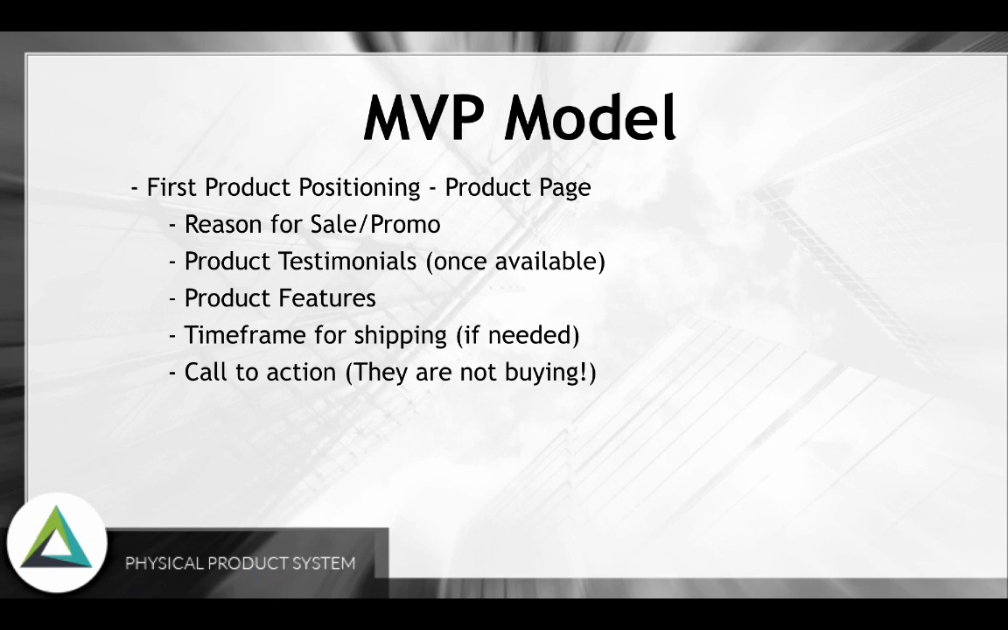So a good product page for that would be something like this. So again, you hit the page and the first thing it says is reason for the sale or the promotion. Product testimonials, if you have it, and that's going to be pictures of your customers wearing it, anything like that. Because that puts, again, more realistic view on your site if they see customers wearing the item. Product features, again, you got to make the sale, so they need to know what they're buying. The time frame for shipping if needed. If it's long shipping, tell them. You might be able to uptick your conversion rate.